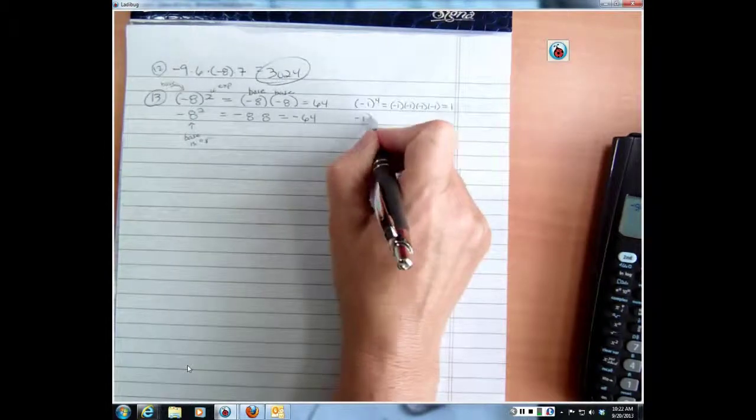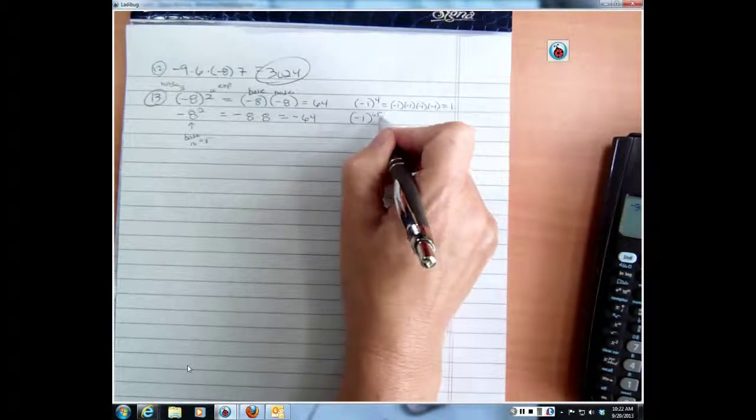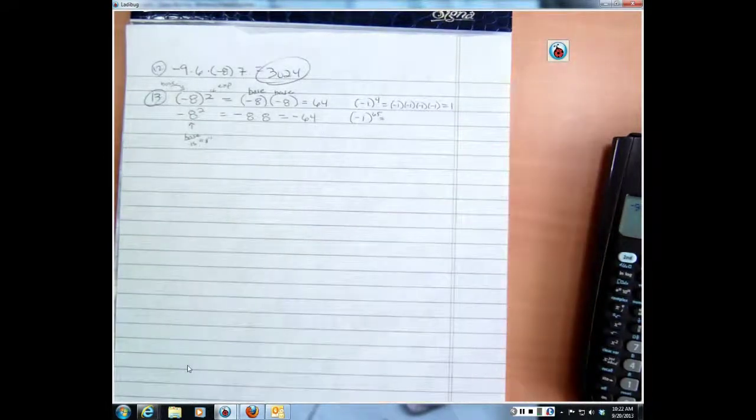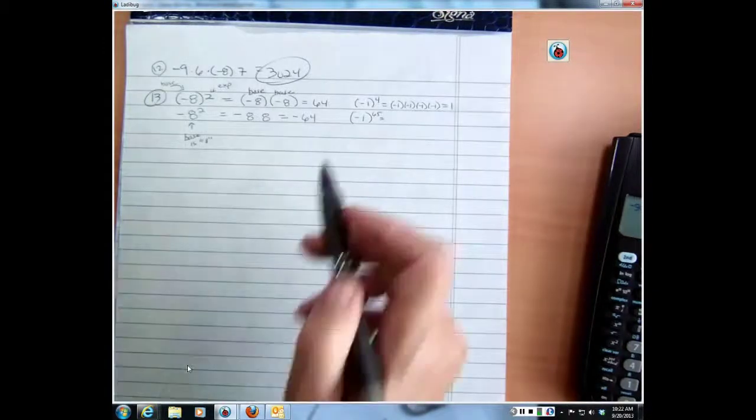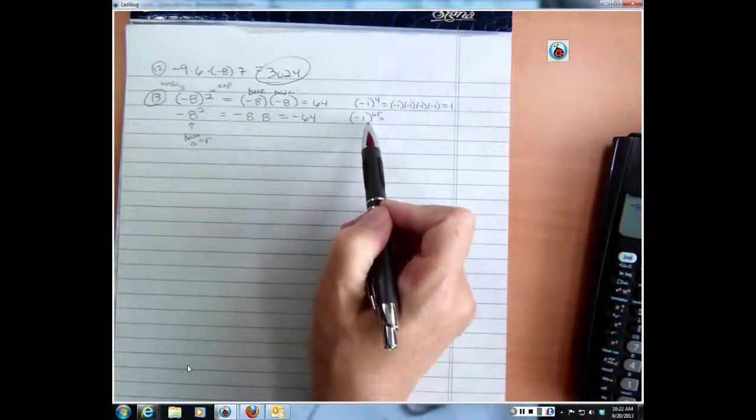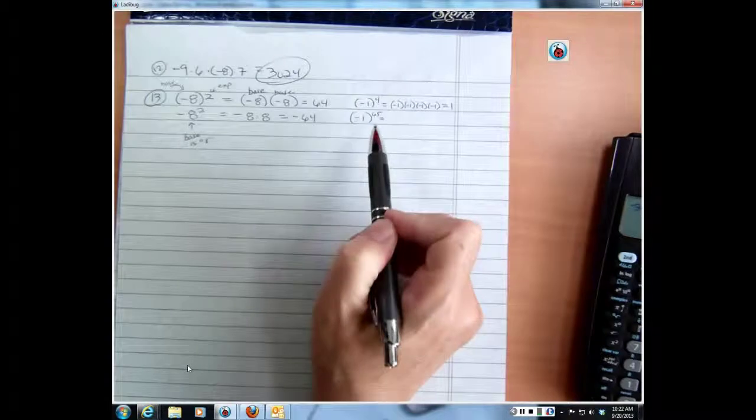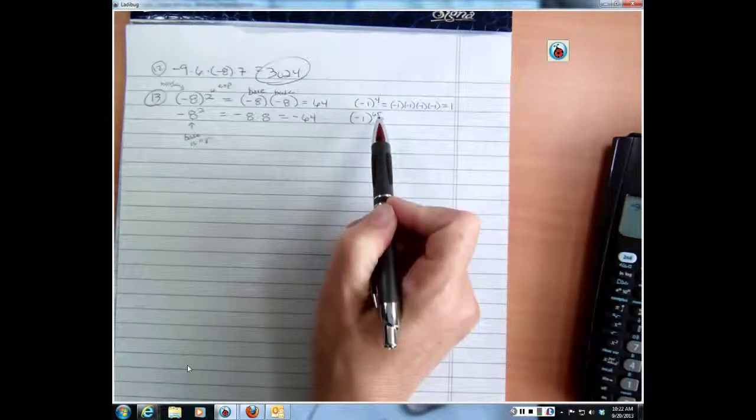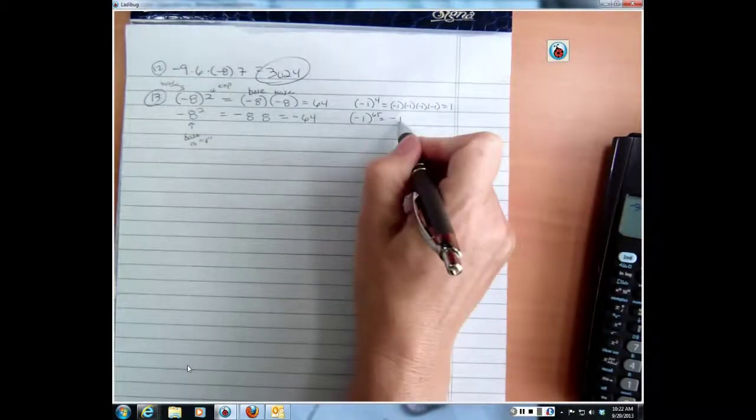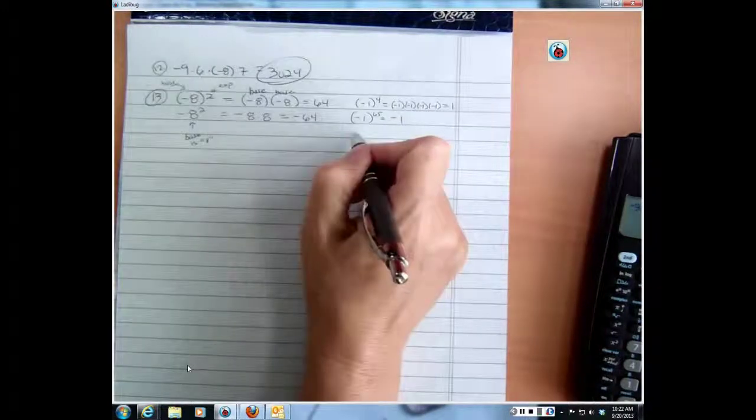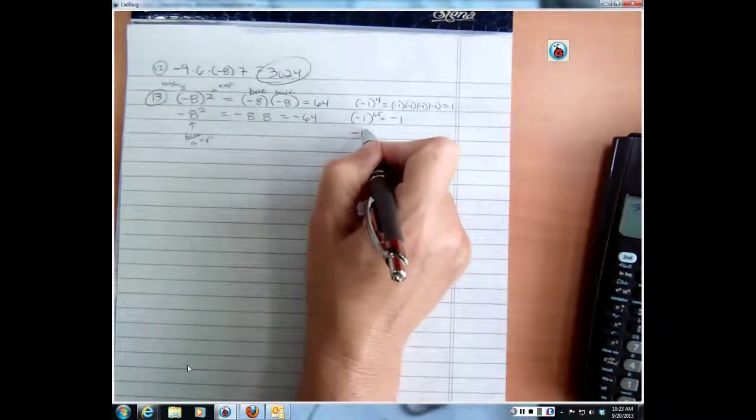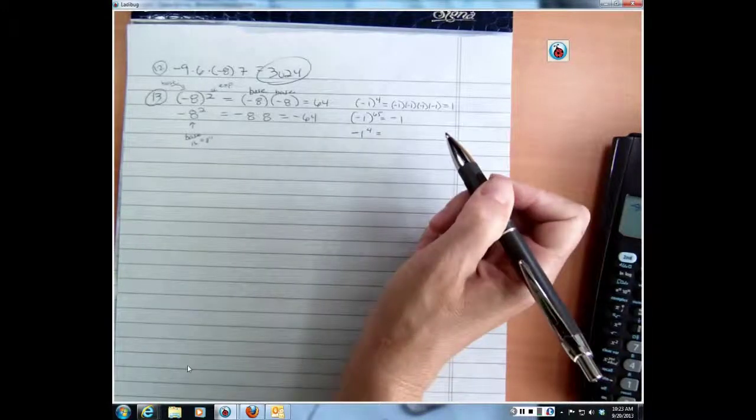But if I had negative 1, let's say, to the 65th power, which I'm not going to write out, I don't need to because I know that means repeat negative 1, the entire thing, 65 times. That's an odd number. If it's an odd number, it's going to give me a negative answer, and I know that's going to be negative 1. If, on the other hand, I have negative 1 to the 4th power, what's the answer to that going to be?